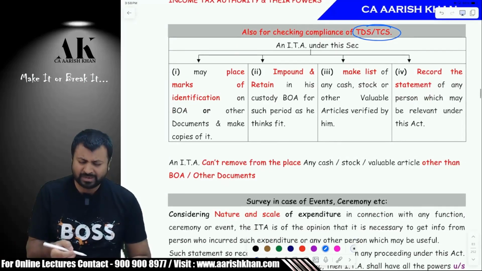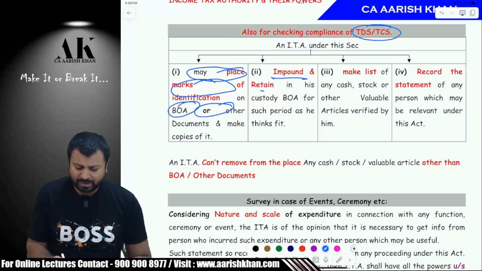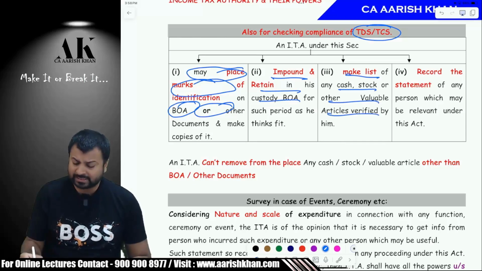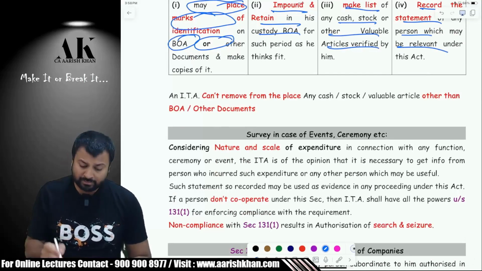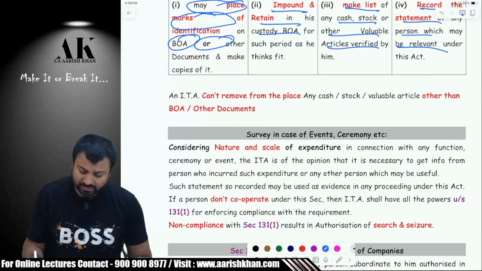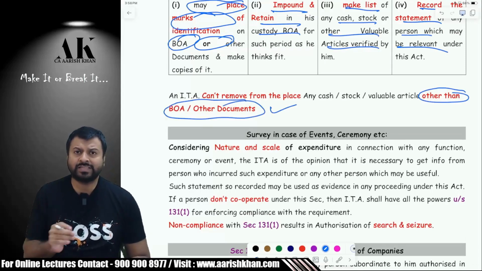Apart from that, there are certain preliminary powers also, miscellaneous powers like they may place marks of identification on the books of accounts, other documents. They may also impound and retain your books of accounts. They may make a list of your stock, assets and other valuable assets. They may record the statement of any person, and last but not least, they cannot remove anything from your place except books of accounts. Only books of accounts and documents is something which they can take from there.